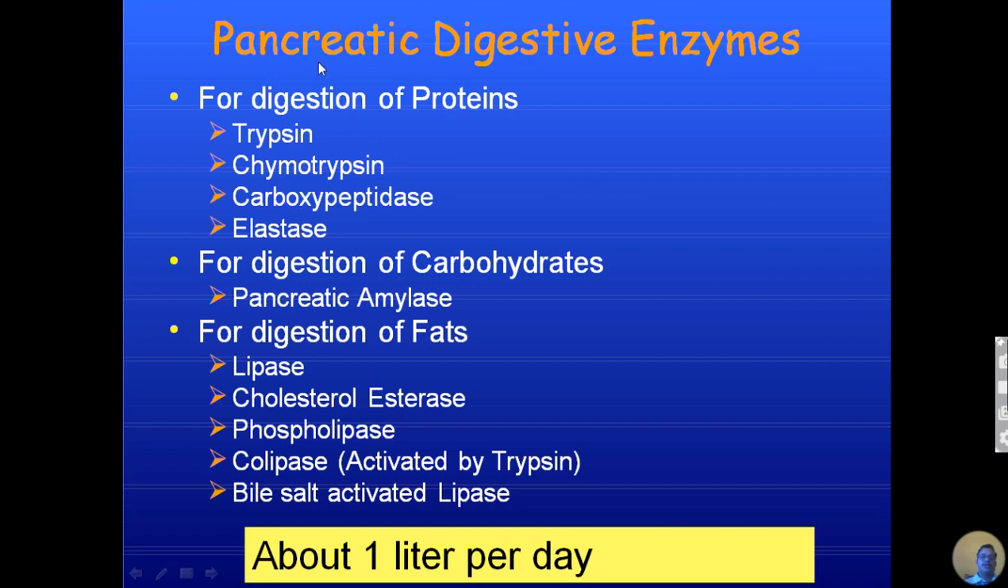The pancreatic secretion has digestive enzymes responsible for proteins: trypsin, chymotrypsin, carboxypeptidase, and elastase. The enzyme secreted for digestion of carbohydrate is pancreatic amylase. The enzymes essential for digestion of fats are lipases, cholesterol esterase, phospholipase, and colipase, which is activated by trypsin, and lipase is also activated by bile salts.